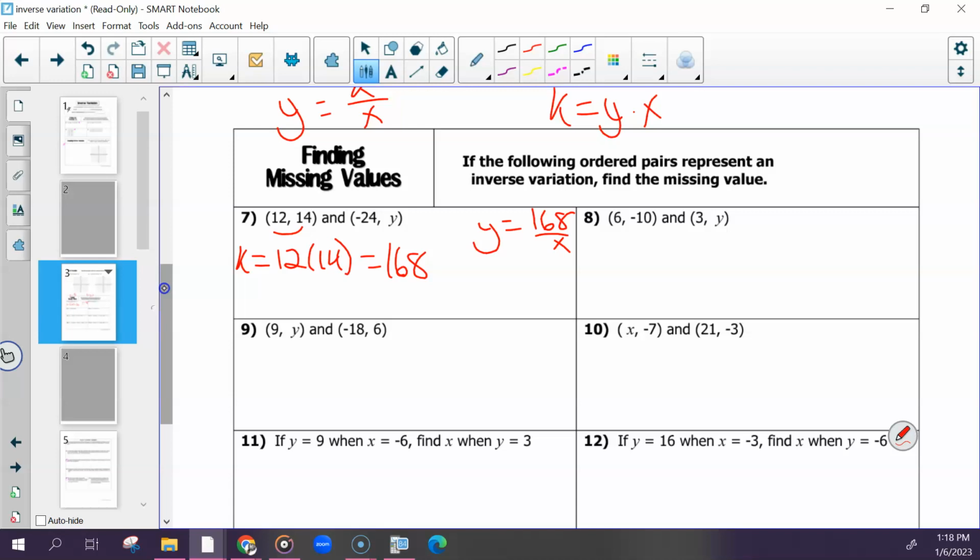Look at your other set of ordered pairs. Look at what you have and don't have. So we have x, we don't have y. Put that number in for x. Divide that, tell me what you get. 168 over negative 24. Negative 7.